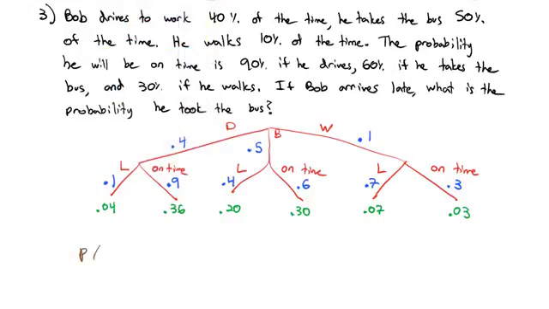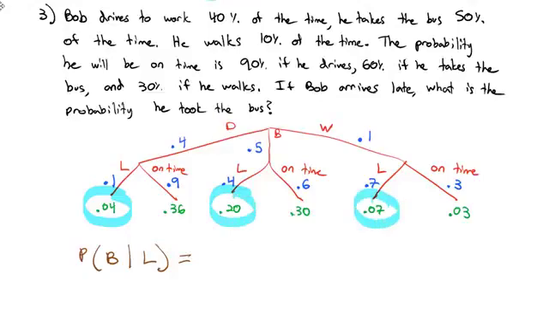We are asked to find the probability that he took the bus given he arrived late. I like to start off by marking all of the given information. So given he arrived late, late was our left branch. Late, late, late. What we're looking for is the probability that he took the bus and was late. So what we're looking for is the 0.20.